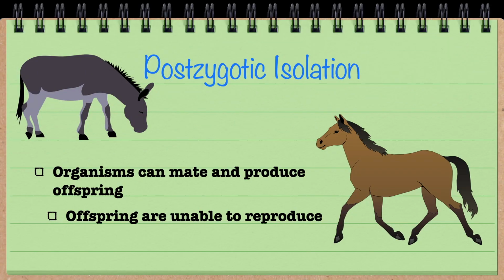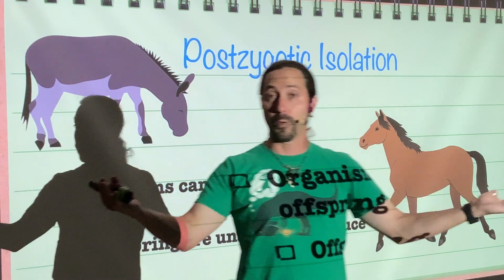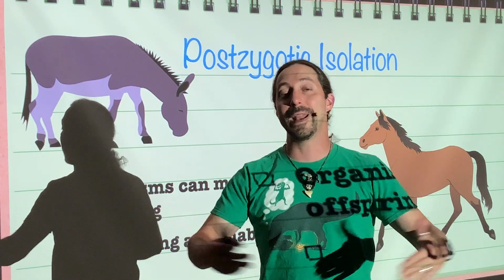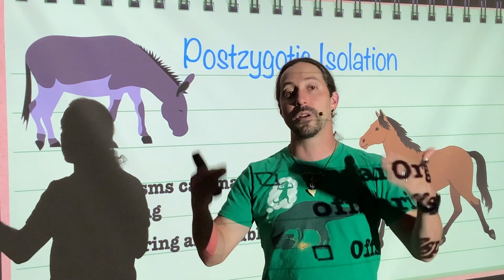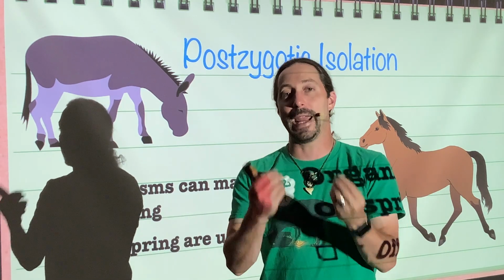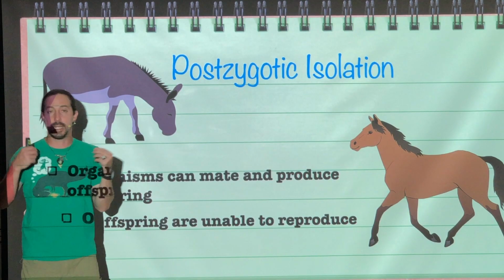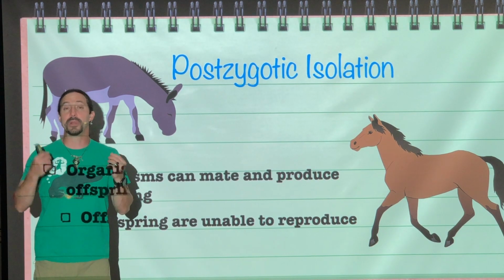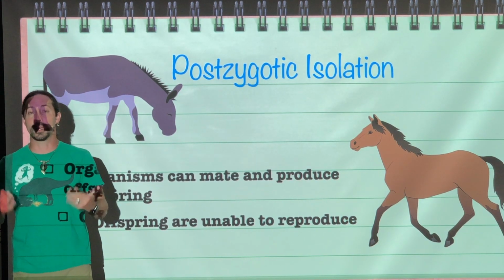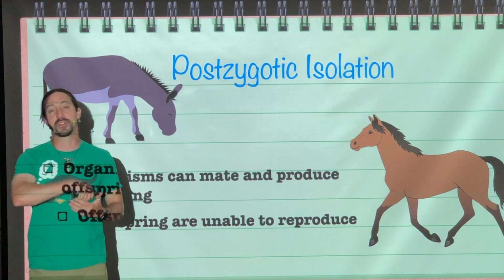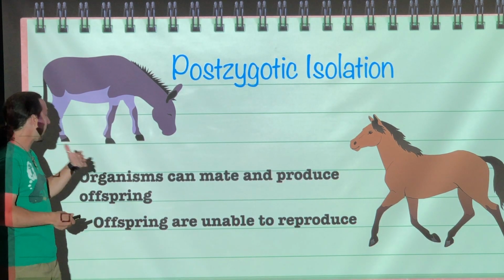In postzygotic isolation, a zygote is formed, but that zygote, when it develops into an adult organism, is unable to reproduce. The classic example of this is a mule. When donkeys and horses mate, they can produce a mule, but that mule is sterile. It is unable to have offspring on its own. It is not viable.